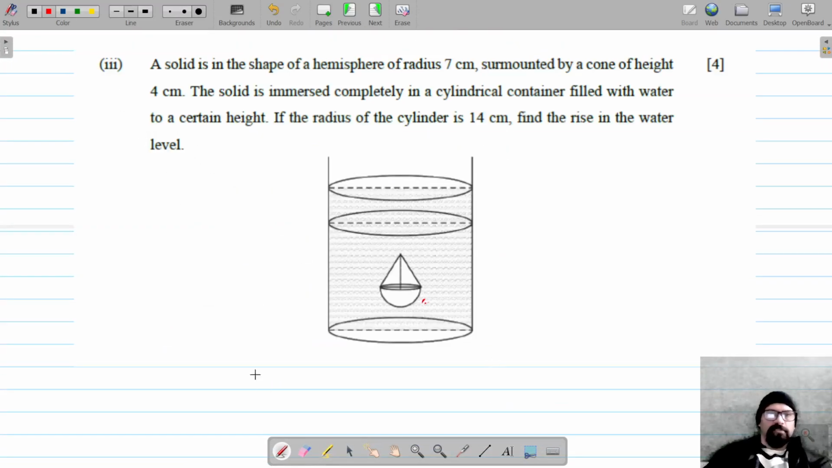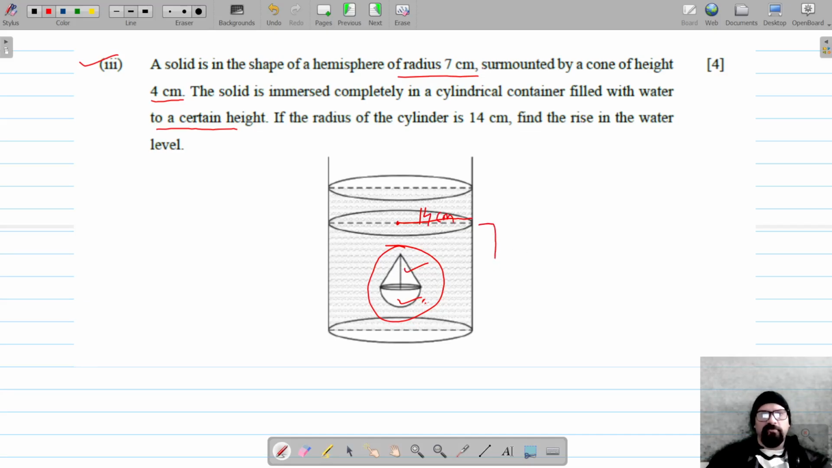Okay, for the third part, we have a solid in the shape of a hemisphere of radius 7 centimeter, surmounted by a cone. This is the cone, this is the hemisphere, and they have the same radius, and its height is 4 centimeter. The solid is immersed completely in a cylindrical container filled with water to a certain height. If the radius of this cylinder is 14 centimeter, we have to find the rise in level.